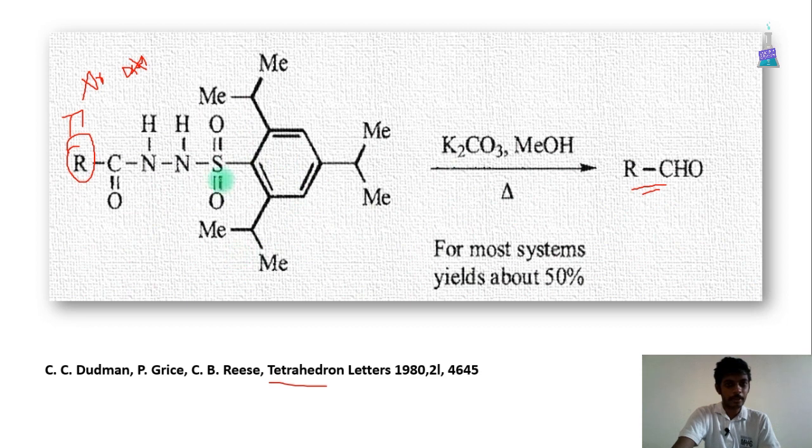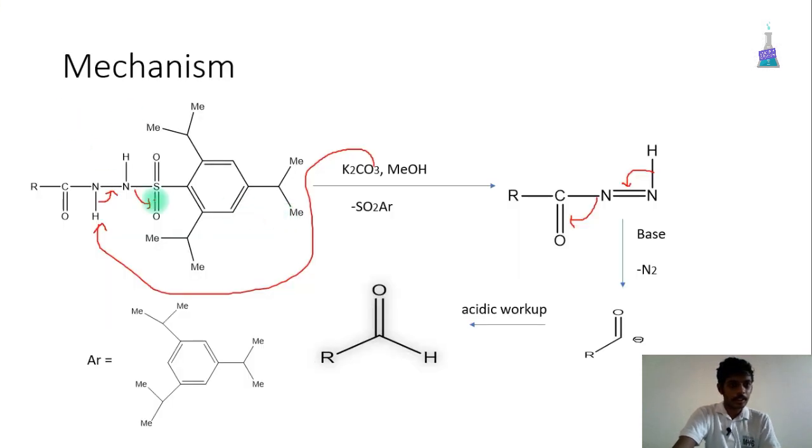Let us see the mechanism of this reaction. See, here the base abstracts this proton and this bond moves over here and this group eliminates, forming this compound. After that, this bond shifts over here and this will come over here. Nitrogen is eliminated and this carbanion intermediate will be formed. After the acidic workup, the aldehyde is obtained. This is the aryl group here.